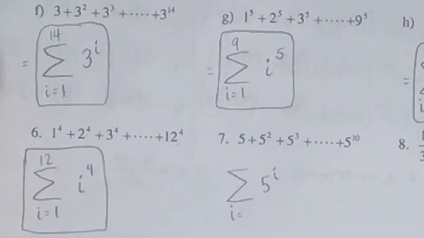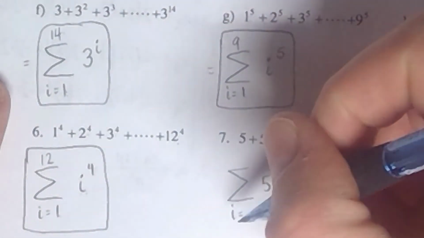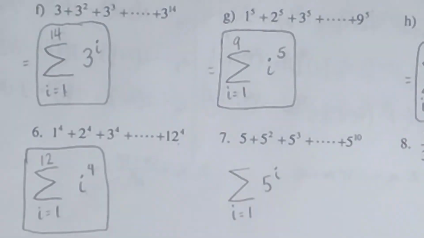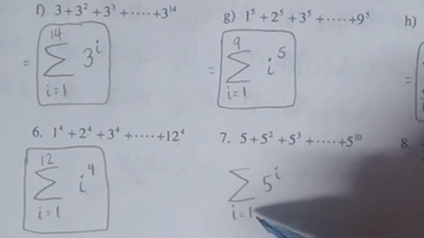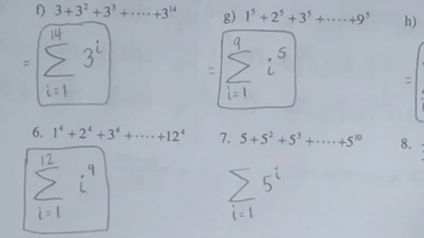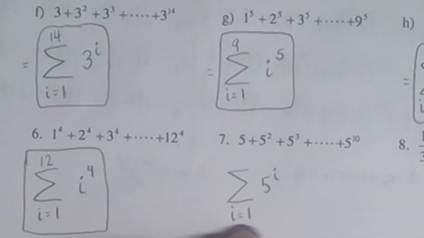Let's see if it works. If I plug in a 1 first, it doesn't always have to be 1 first all the time. Sometimes it could be different. But does that work here? Yes, it does. Because if I plug in 1, I get 5 to the 1st, which matches up with the first term. So that must be a good choice then.